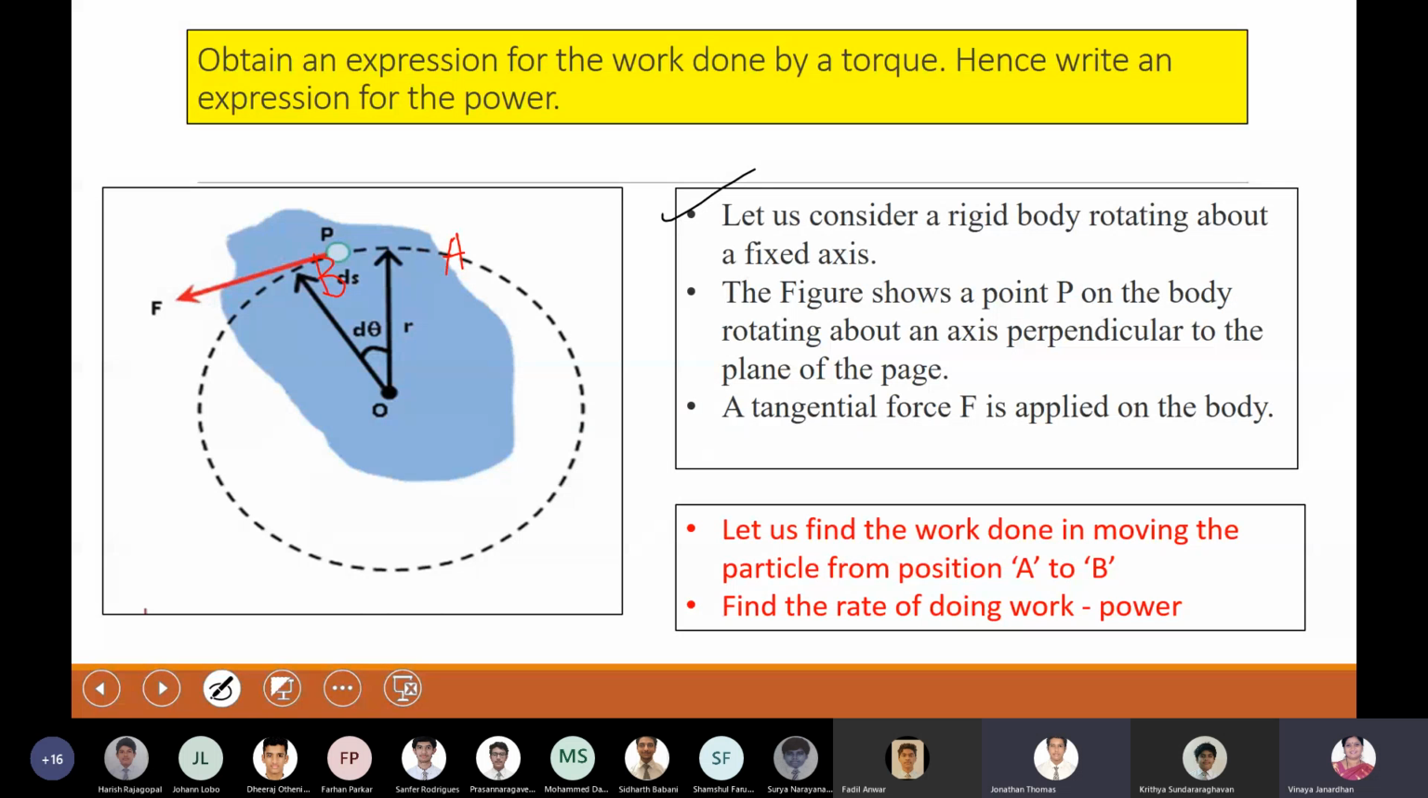Ma'am, here ds is the displacement in the diagram. ds is linear displacement, d theta is angular displacement. Okay, ma'am. Boys, once again, go through all your torque. What is torque?